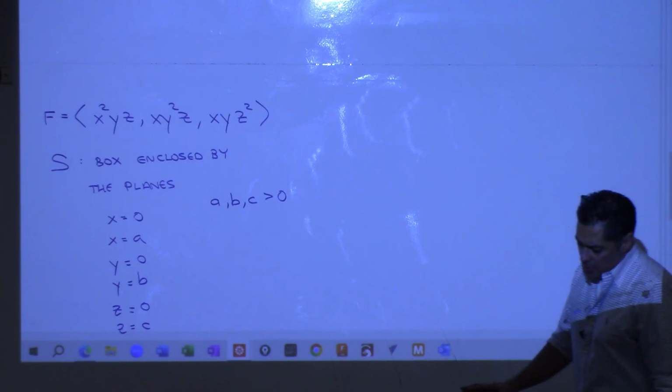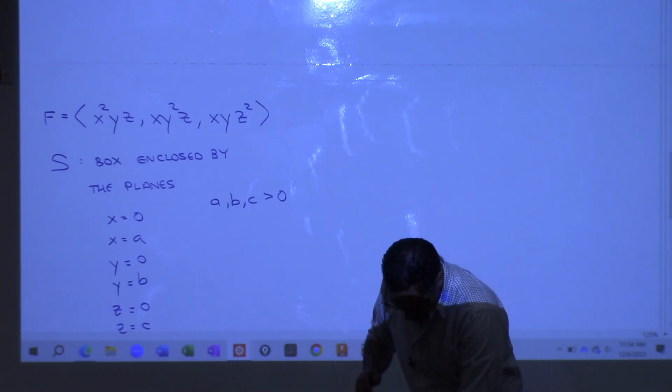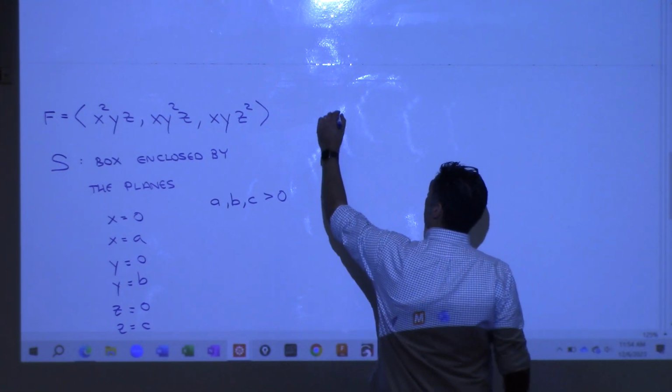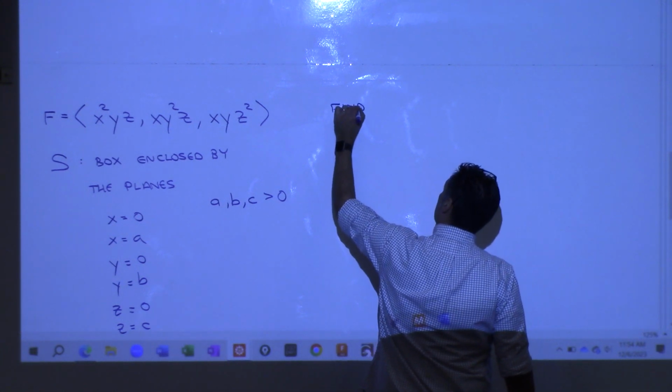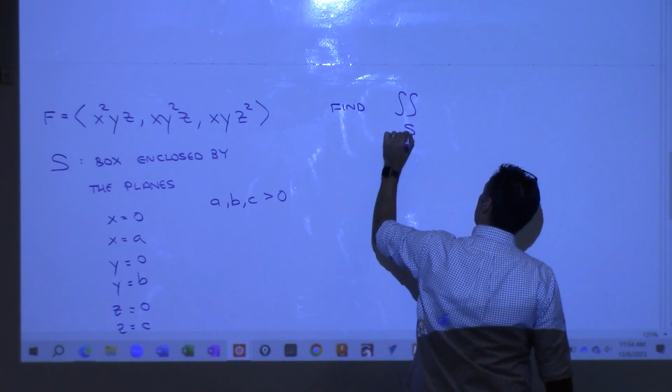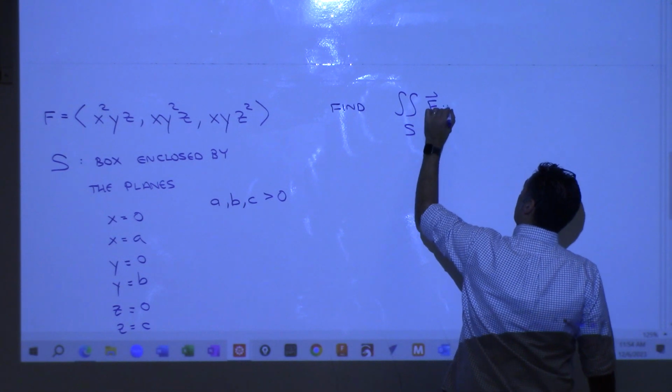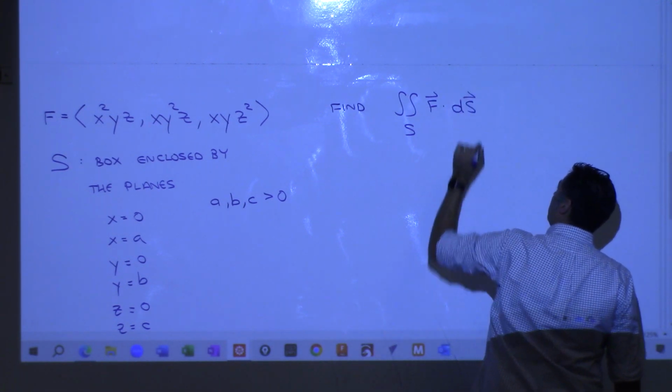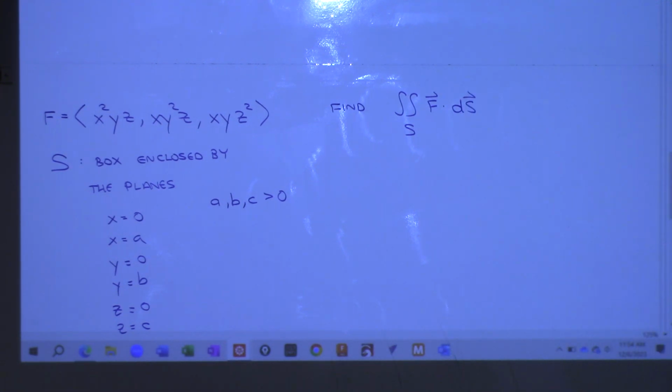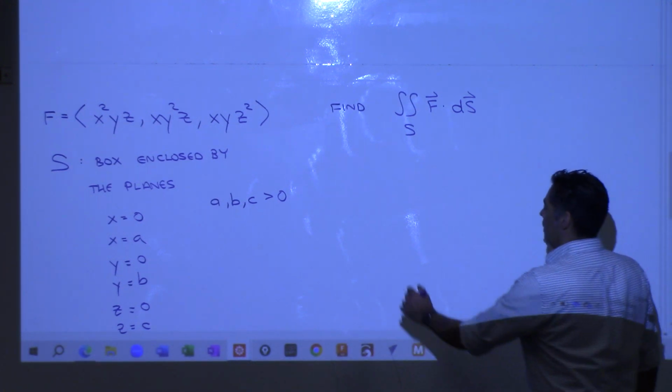So what we want to do here is calculate the flux. Find the flux of the vector field through that surface. All right, so let's draw this first. Let's draw the S.